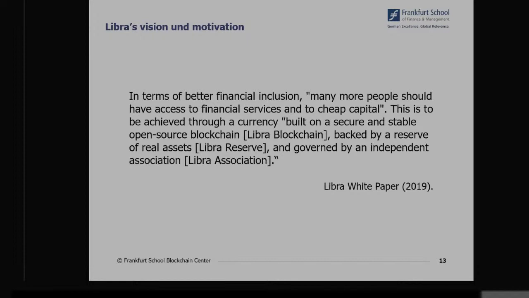So these are the three pillars of the project. First, technology, the Libra blockchain. Second, the backing, the collateral of the stablecoin, the Libra reserve. And third, the Libra Association as the managing entity behind this project.